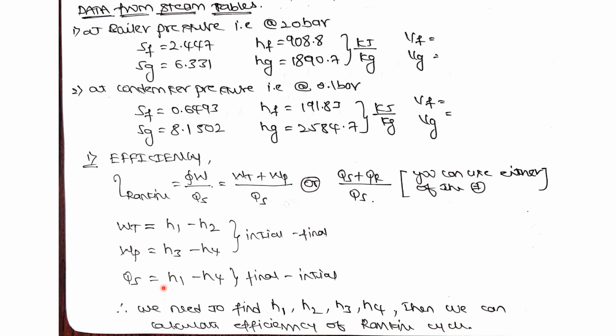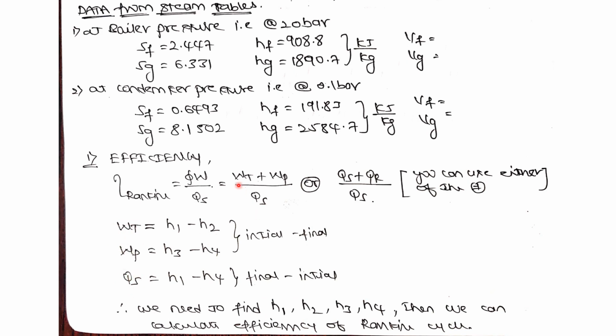So if you observe, you require the values of H1, H2, H3 and H4. If you calculate all these four values, you can calculate Wp, Wt and Qs. Then you will get the efficiency of the Rankine cycle, and this is the way we approach this problem. Once again, first we need to find the enthalpies at state 1, state 2, state 3 and state 4. By finding enthalpies at different states, you will get the turbine work, pump work and heat supplied. When you get all these three values, you can calculate your efficiency. Let us try to find one after the other.